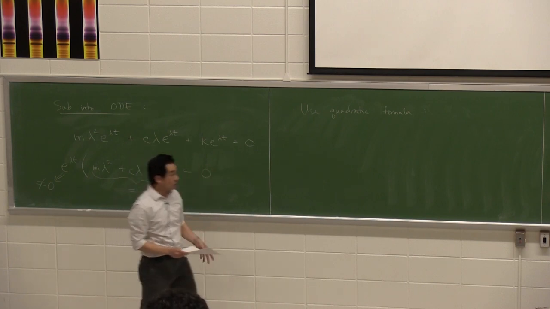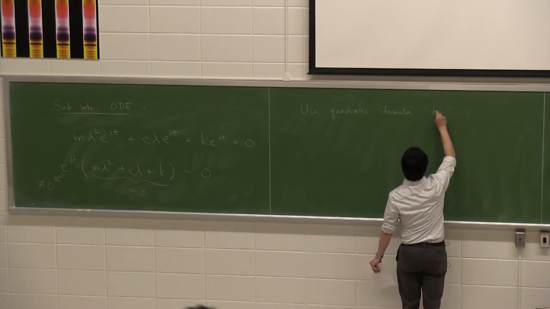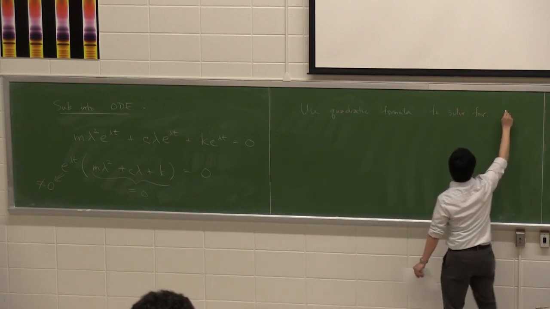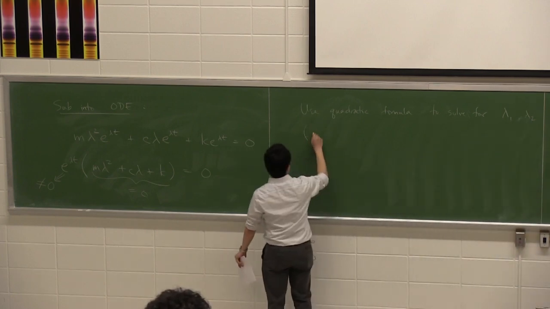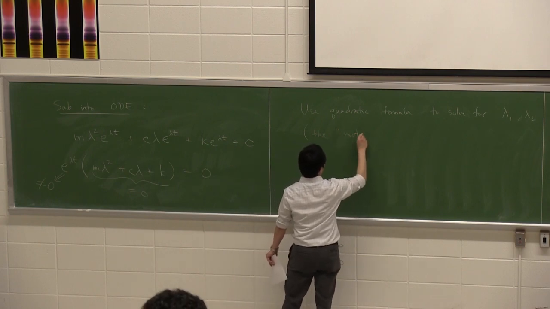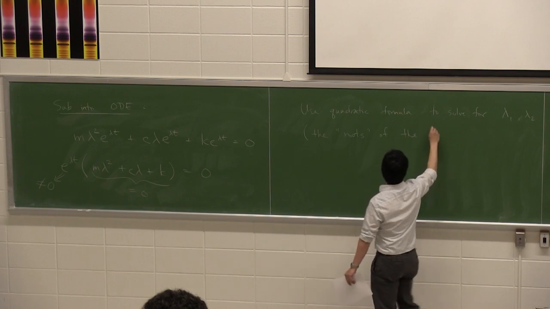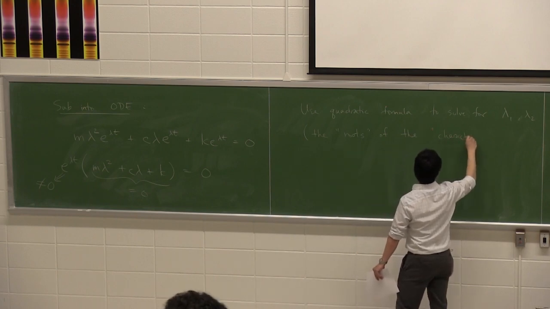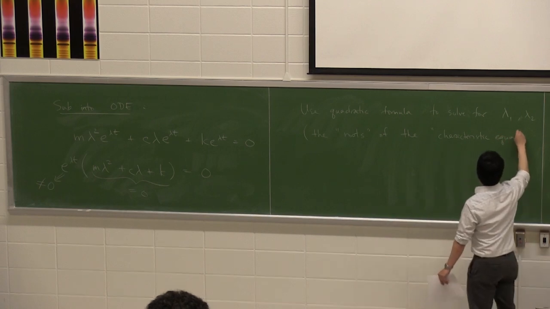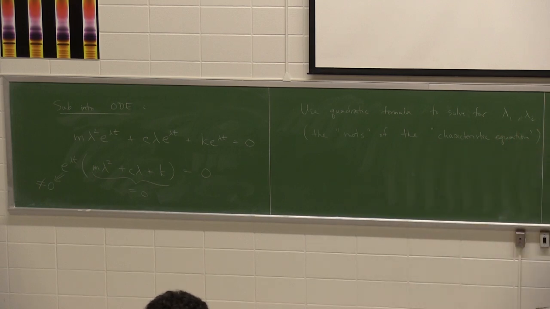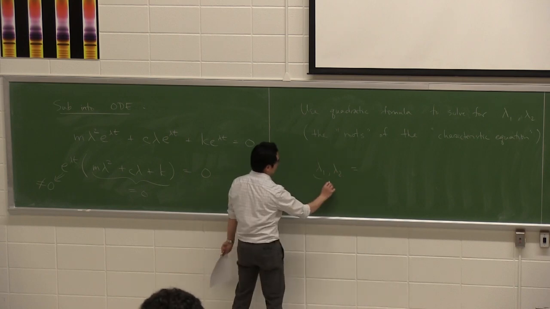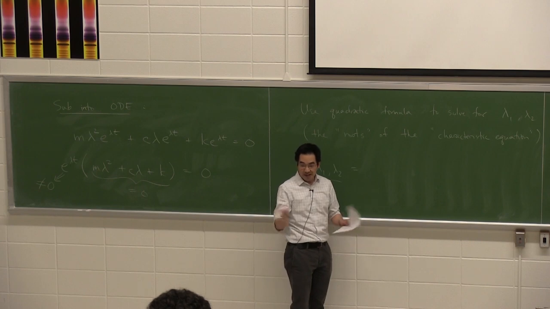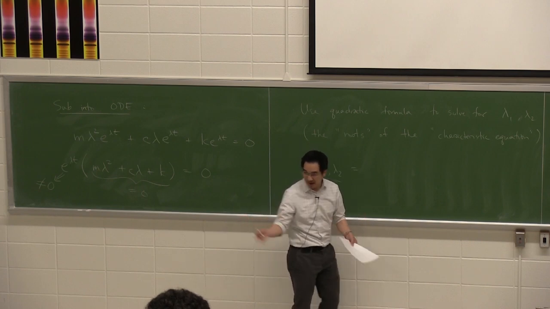So if I use the quadratic formula to solve for my two roots, right? We call these the roots of the characteristic equation, right? Okay, so we basically end up with the following. We say lambda 1, lambda 2, these are the two solutions. They must be equal to minus b plus or minus square root of b squared minus 4ac.